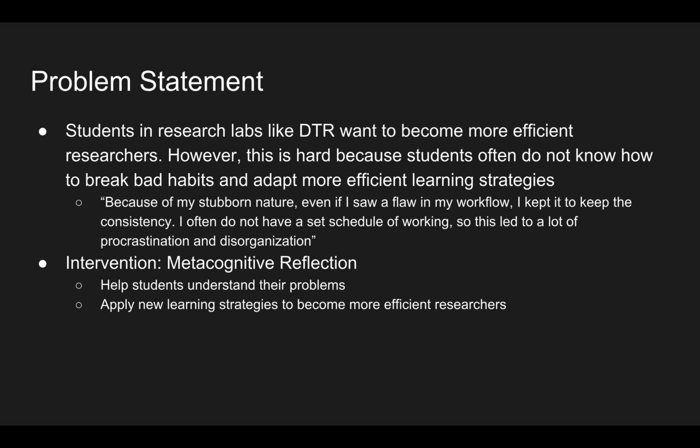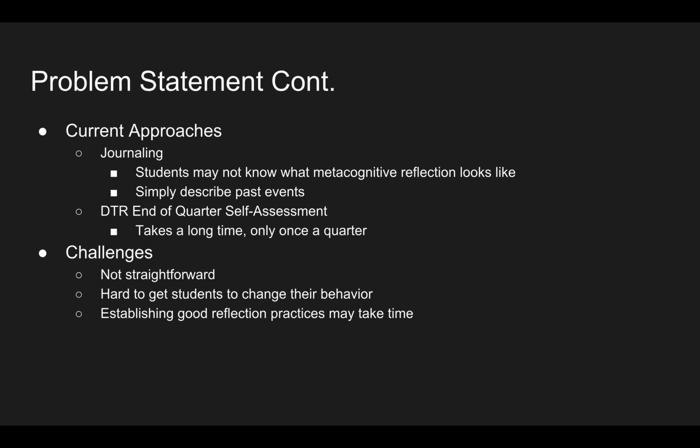And through metacognitive reflection, students better understand their problems and learn how to apply learning strategies to become more efficient researchers. And then current approaches that exist in terms of addressing this obstacle include different types of reflection. So a really common one is journaling. Even if students journal, I've found that students often don't know what a metacognitive reflection looks like and don't know how to write a good reflection.